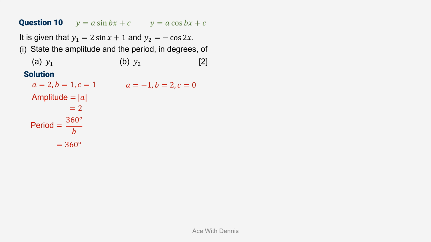And for y2, the a is -1, b is 2, and c is equal to 0. So amplitude will be the absolute value of a, which is 1. The period will be 360 degrees divided by b, which is 360 degrees divided by 2, and we'll get 180 degrees.